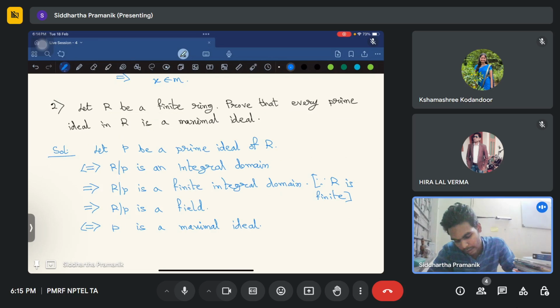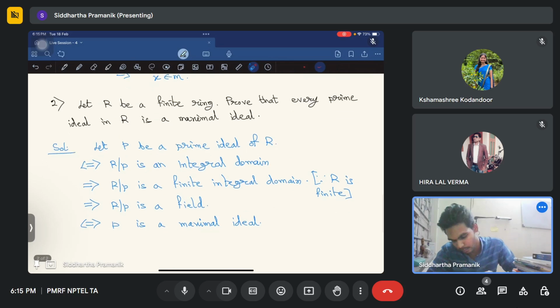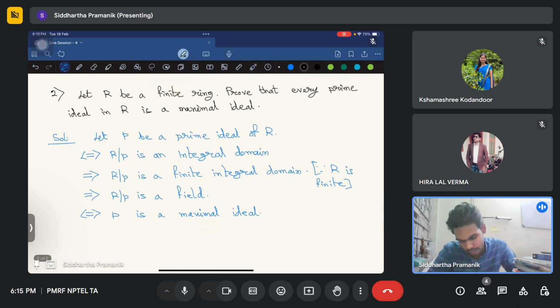So we have taken an arbitrary prime ideal and we have proved that it is a maximal ideal. So from this we can conclude that in a finite ring every prime ideal is maximal. So this is a very trivial stuff.